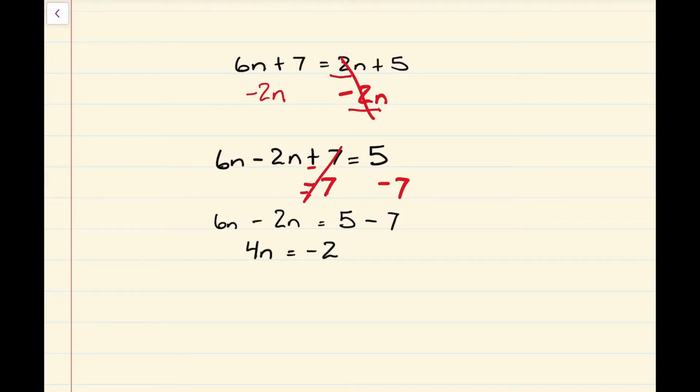And now we just solve for n. 4 is being multiplied by the n. So now we would just divide. And if we divide by 4 on this side, we would also have to divide by 4 on the other side. And we know 4 divided by 4 is just 1, and 1n is just n. And then -2 divided by 4 will just give us -1/2. And that's how you would solve that question.